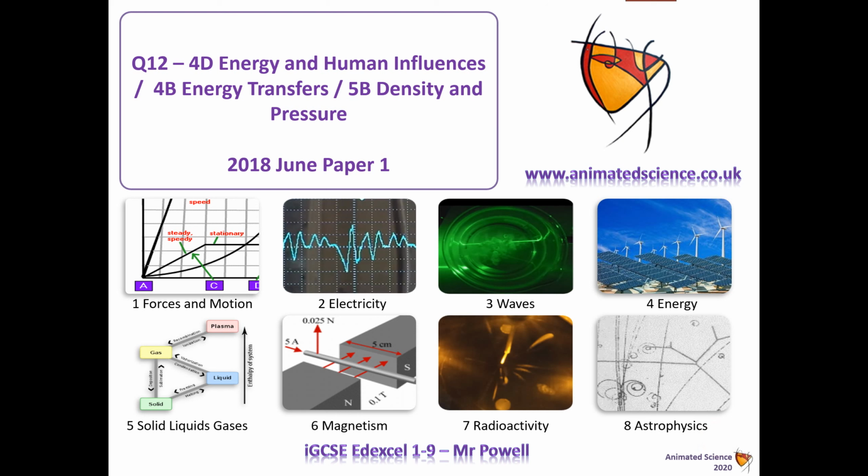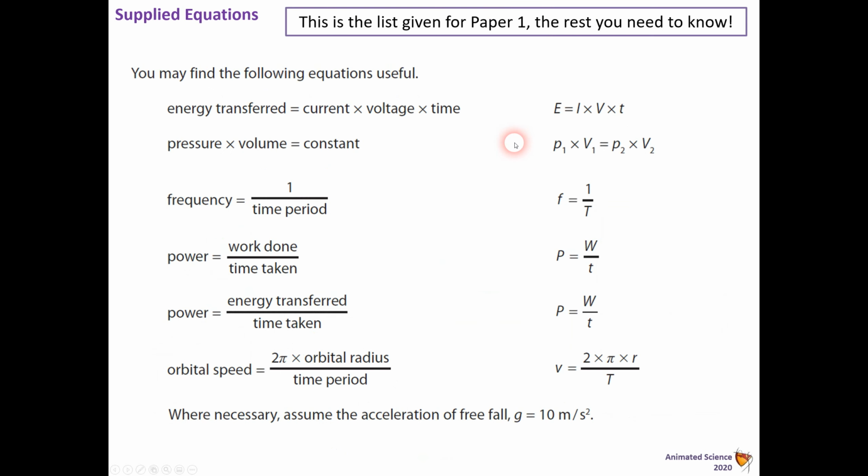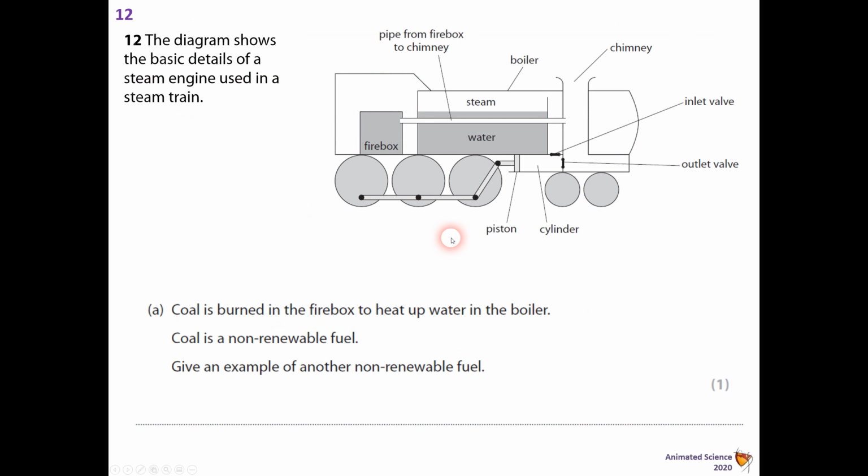Okay, so this is the iGCSE Edexcel 1 to 9 2018 paper 1 series of exam question walkthroughs. This is the last question, question 12 in the series for this paper, and it's a little bit more tricky. There's lots of concepts they've thrown in which make students think about lots of different ideas, so there's more to it than meets the eye. Same set of equations that you normally get given for paper 1.